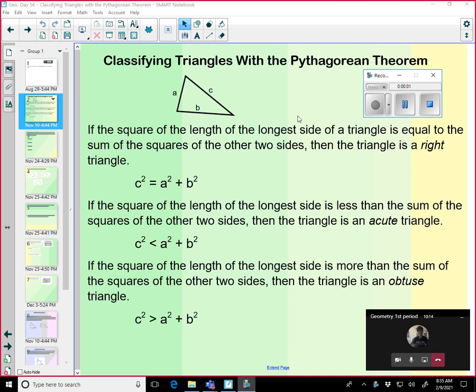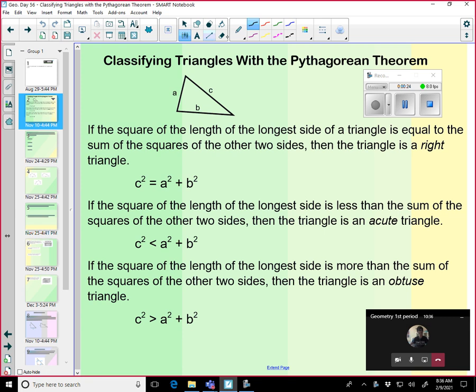Let's get started. In today's class, we will see a few things, starting with how to classify triangles based on the Pythagorean theorem. We had done a debrief previously based on this. I'll be giving one more attempt on debrief 1B at the end of the class. So please observe here how to classify triangles with the Pythagorean theorem.